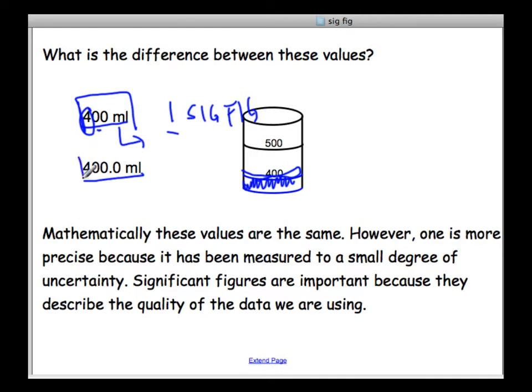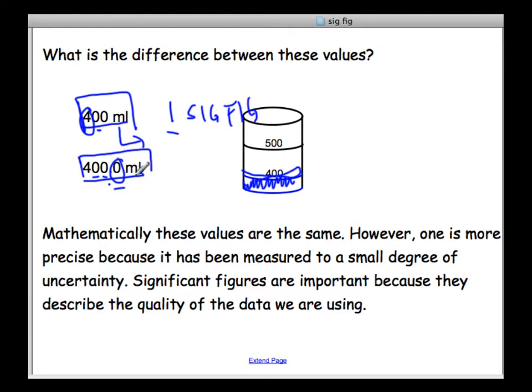When I look at 400.0, not only do I have the zeros here, but I also have this decimal place here. And this decimal place is giving me a value saying that I've measured this all the way down to the tenth place of the decimal.